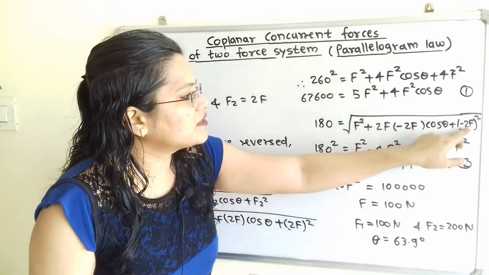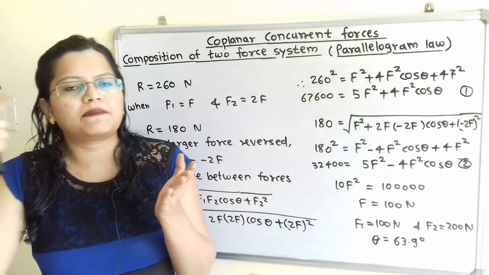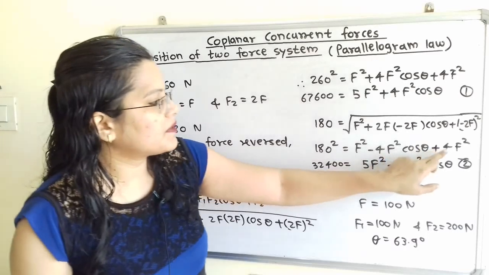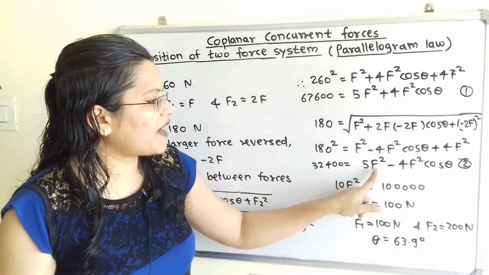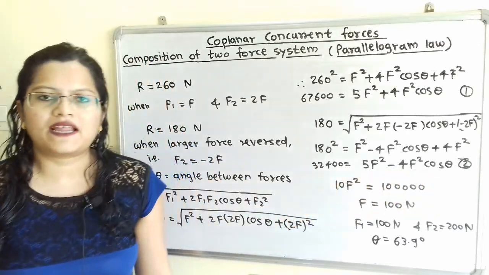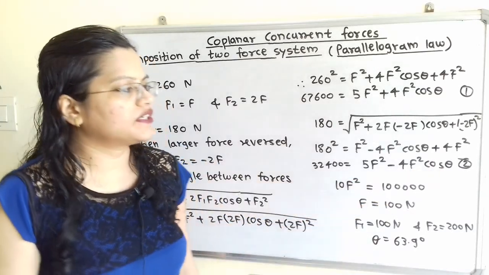Plus, now (minus 2F) square. So minus 2 is having a square. Minus 2 multiplied by minus 2, that is plus 4. That is here plus 4F square. So here F square plus 4F square, that is 5F square minus 4F square cos theta, and on the left hand side we make the square of 180. So this is equation number 2.